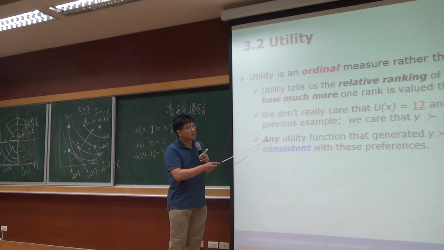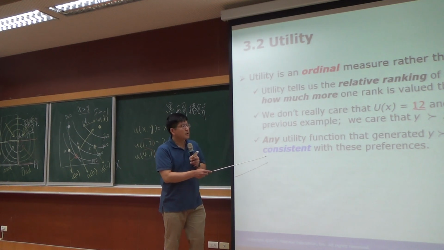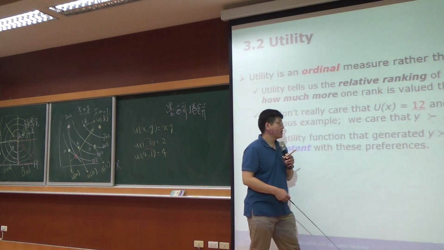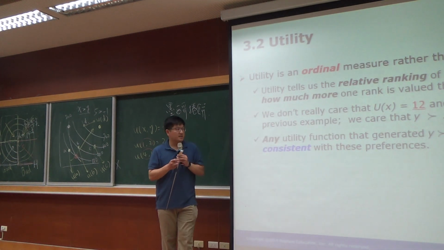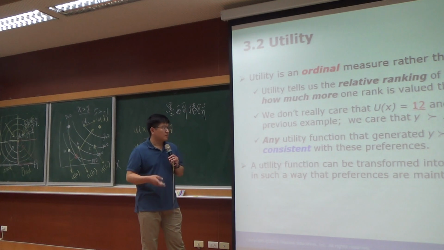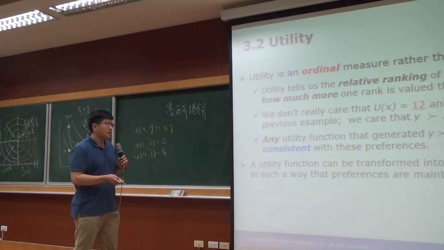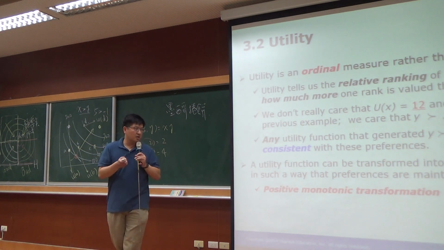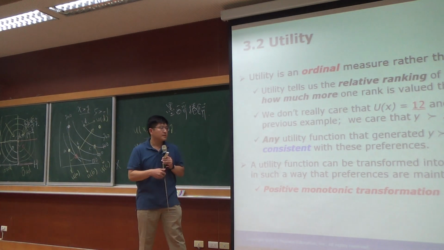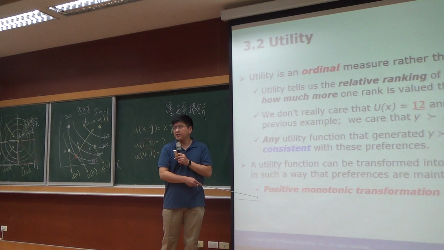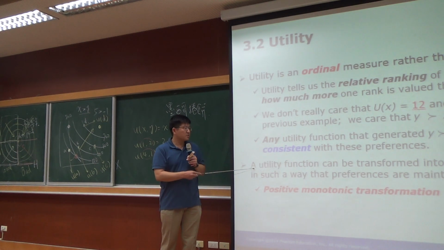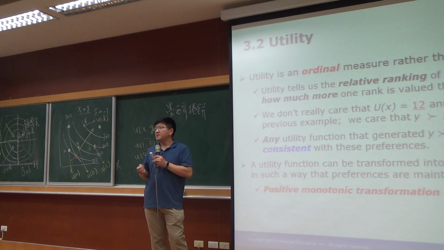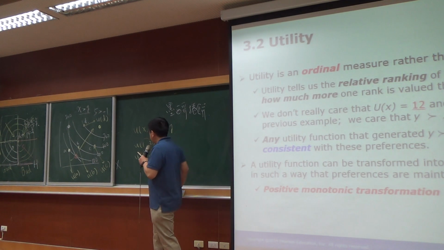Therefore, any utility function which generates this result would be consistent. What does it mean, consistent? So let me give you something. Okay, positive monotonic transformation. We may use this kind of transformation to generate millions of utility functions.